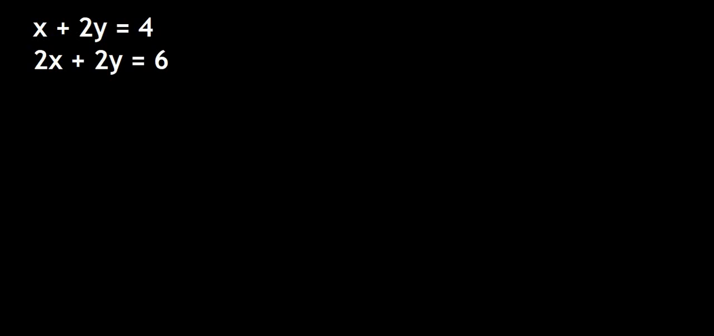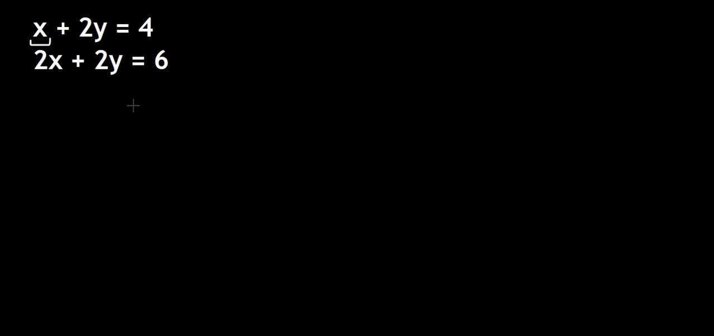In this video, we are going to solve the simultaneous linear equations by using the substitution method. Here we have a pair of two simultaneous linear equations. Let's choose one of the equations. Let's choose equation number 1, which is x plus 2y is equal to 4. Let's find the value of x from it.